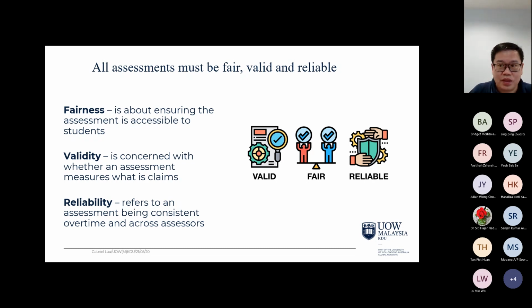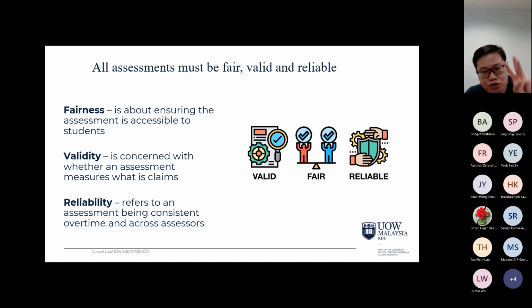So that's fairness. Two, validity is concerned with whether an assessment measures what it claims. If you are doing an assessment on verbal communication, then the method must be valid. A written exam is not valid for verbal communication. And reliability refers to an assessment being consistent over time and across assessors. It needs to be reliable.